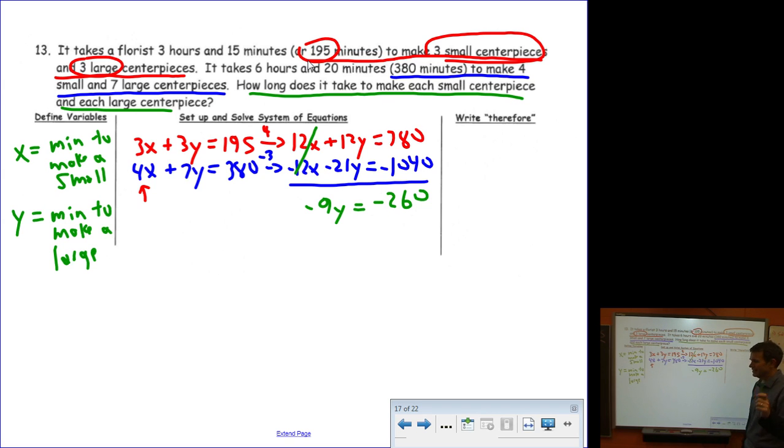I'm not sure I like that answer. What have I done wrong? I better check my calculations. Let's see, 195 times 4, 780. 380 times 3, 1140, negative 1140, my bad. There we go. This is going to be negative 1140. That's what I get for trying to do everything in my head.